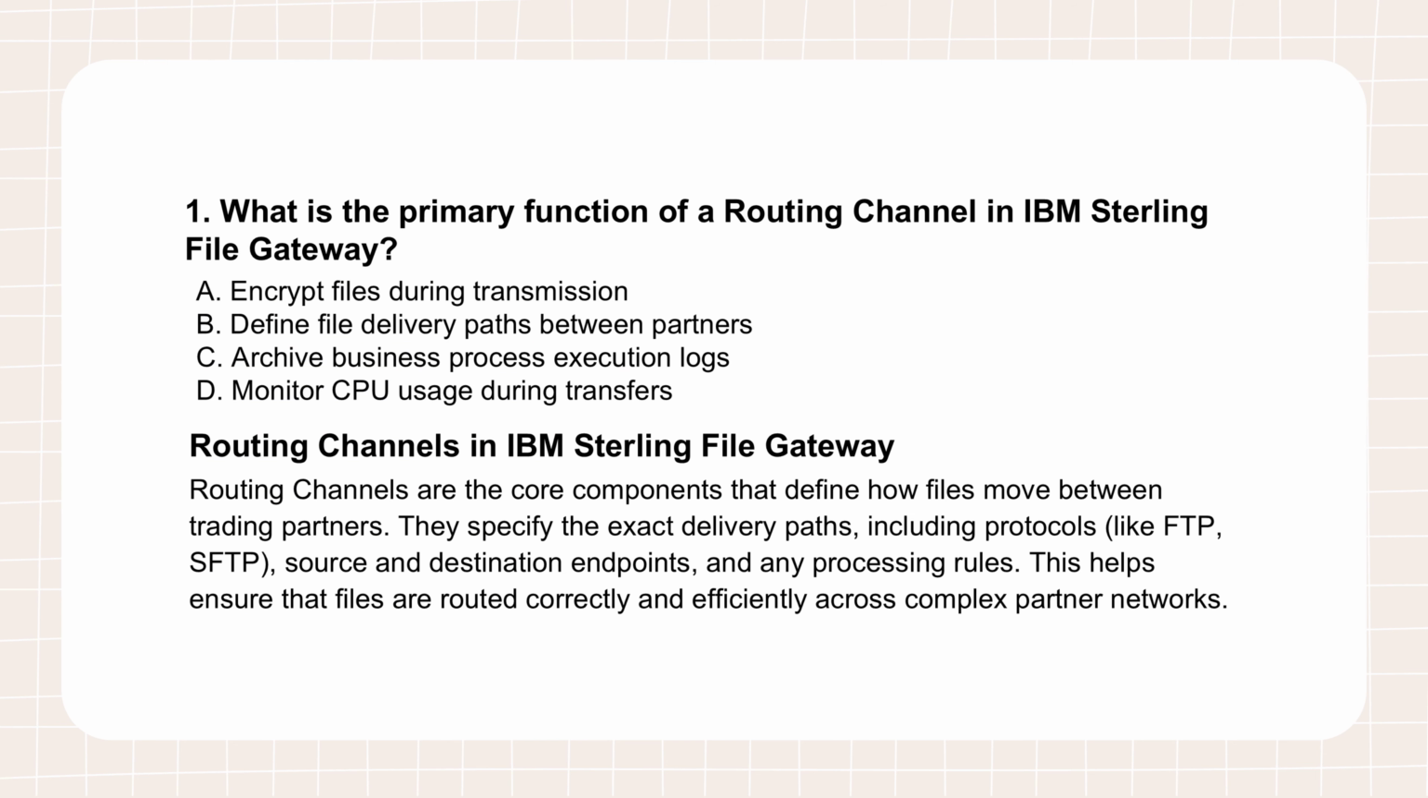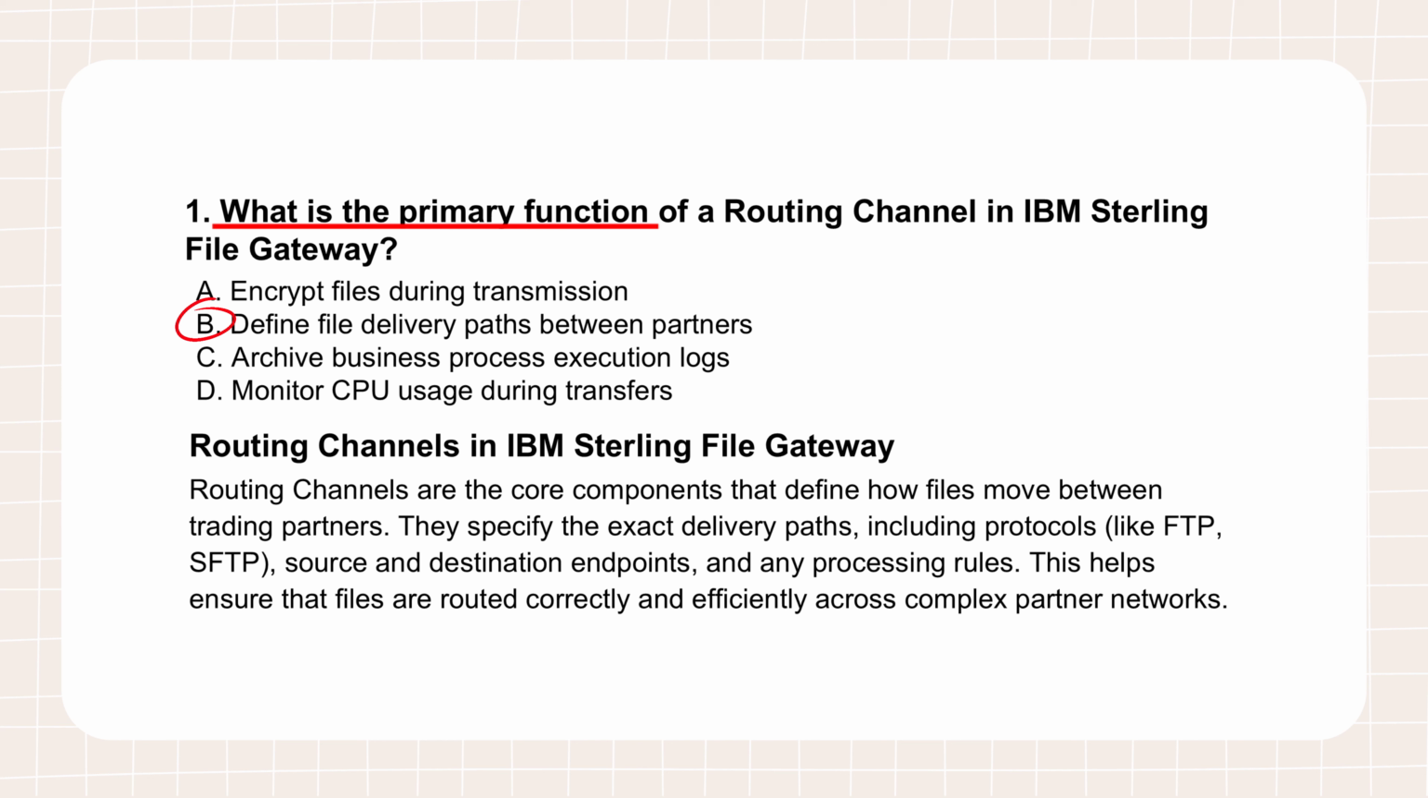First up, how do you actually manage the flow of all those important files moving between different companies? Okay, yeah, let's unpack that. So the first question we saw was about routing channels in IBM Sterling File Gateway. It asks, what's the main function? And the answer given is B, define file delivery paths between partners. Sounds simple, but what's really going on there?